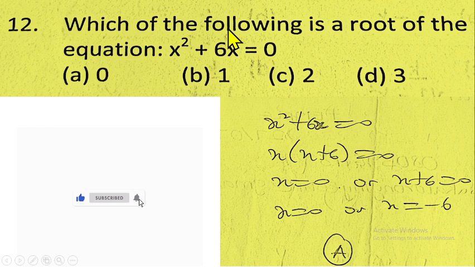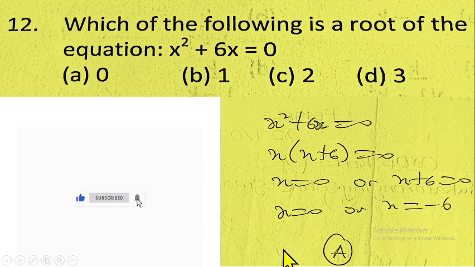Question number 12, which of the following is a root of the equation? This is a quadratic equation, but it's not a complete one. So they want to know one of the answers for this equation. What can we do? We can factorize x out here. So we have x into x plus 6 equals 0. So that means our x is 0, or x plus 6 is also equal to 0, from the idea of our quadratic equation. So we can simplify this one further. That means x will be minus 6. So out of this, which one is here? x is equal to 0, which is option A.